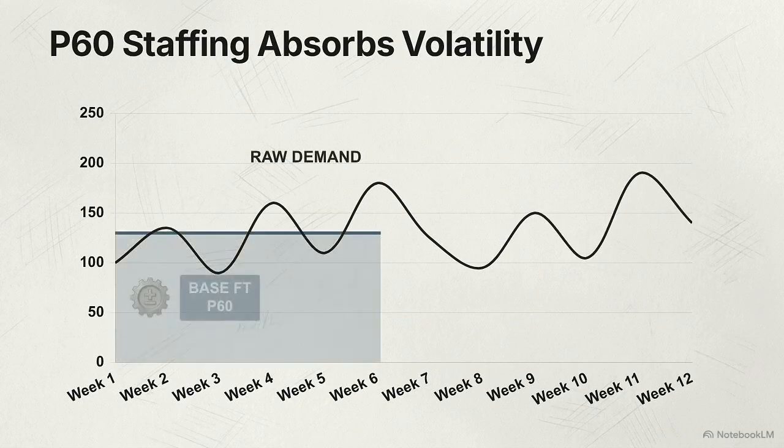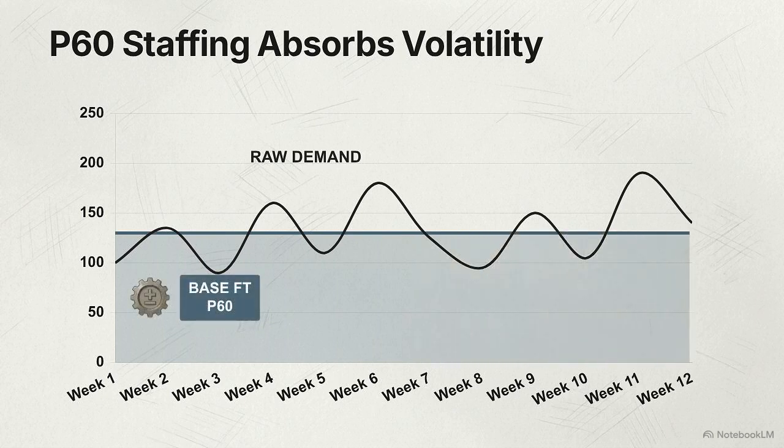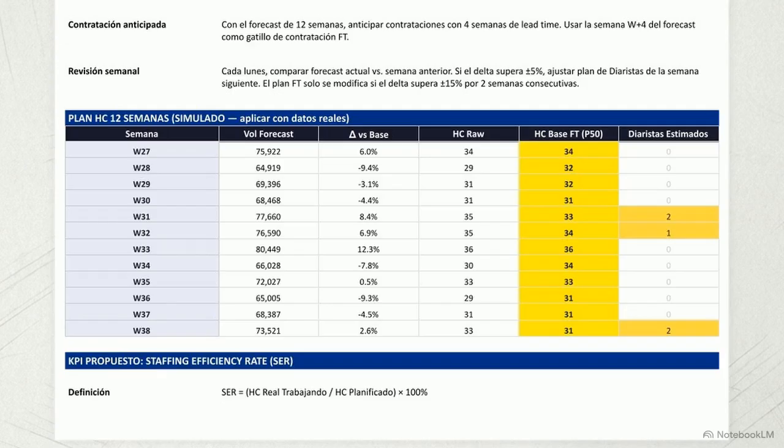Instead of chasing the total forecast, the full-time permanent headcount is locked to the 60th percentile of the projected demand. Looking at the 12-week forecast table, the raw headcount requirement bounces erratically, dropping to 29 people one week and spiking to 36 a few weeks later. By locking the full-time base level near the middle of that variance, the permanent staffing requirement is smoothed out. This stable baseline safely covers operations without exposing the site to overstaffing risk.